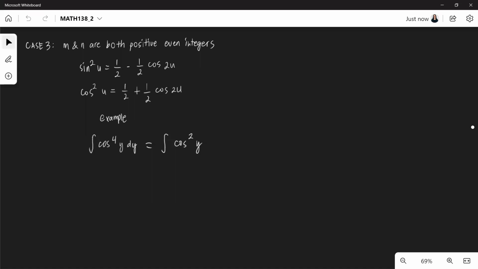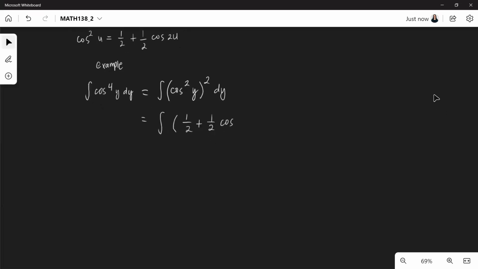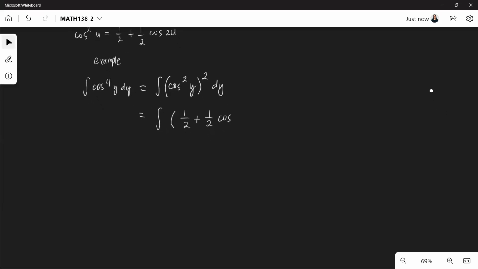So cosine squared, and then we're going to raise this to a power of 2, dy. Instead of writing cosine squared, we write 1 half plus 1 half cosine of 2 times the angle. If the angle here is y, then we double it, so it becomes 2y. And then don't forget to square it before integrating.